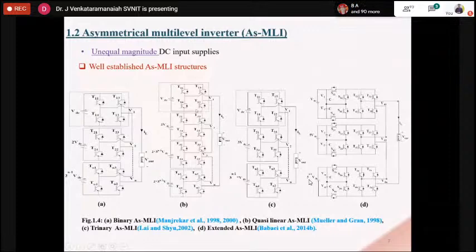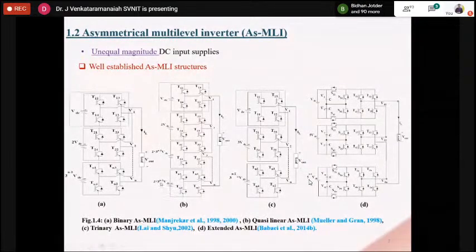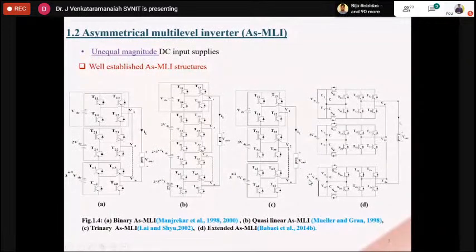Later, there are few other configurations which have different types of DC source values. See, it is VDC, 2 VDC, 2 into 3 to the power of n minus 3 VDC. For nth order, it is nth order DC source, 2 into 3 to the power of n minus 2 VDC. So it is called quasi-linear multi-level inverter.